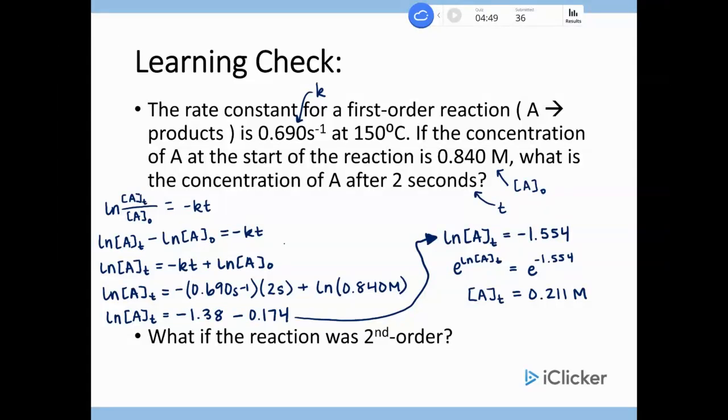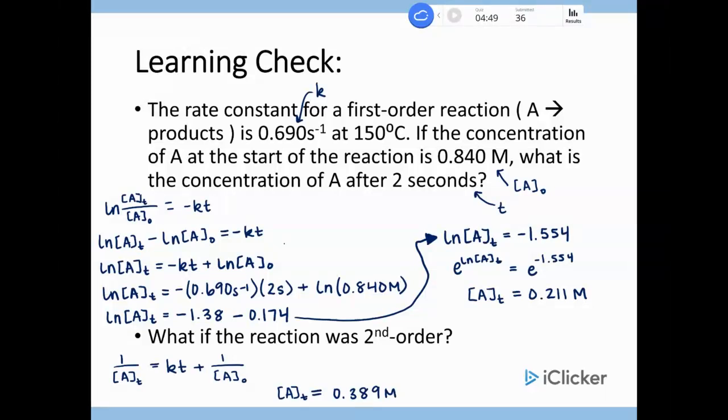Okay. If this is a second order reaction, because the question just said this is first order. If they said it was second order, then we have a different integrated rate law that needs to be used. And that is the integrated rate law for a second order reaction. 1 over concentration of A at time t equals KT plus 1 over concentration of A at time 0. I won't go through calculating it, but you can try on your own. And concentration of A at time t for a second order reaction is 0.389 molar.